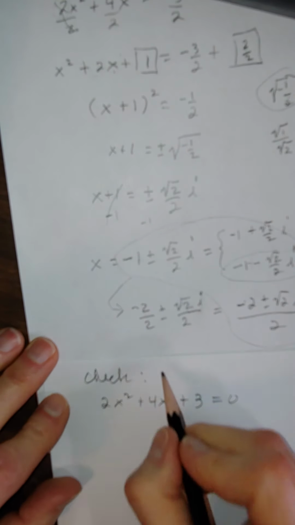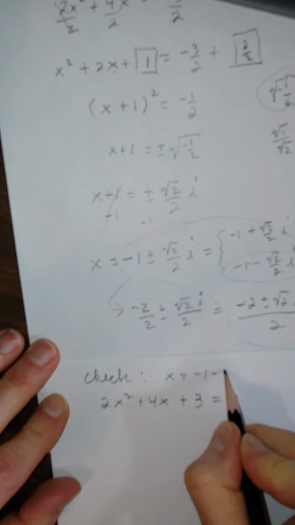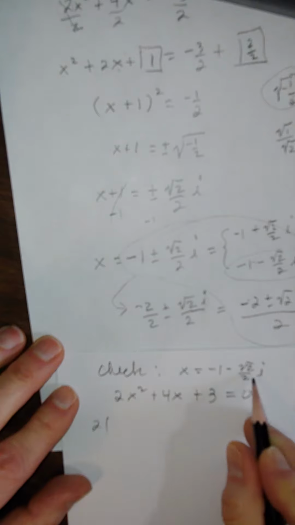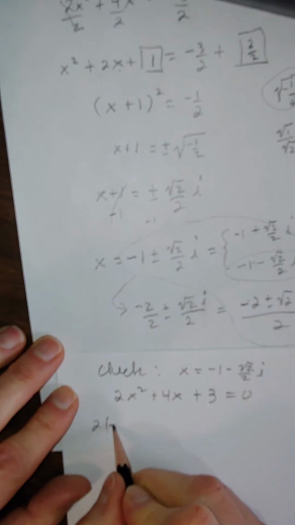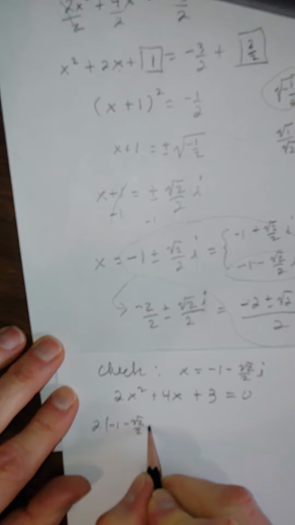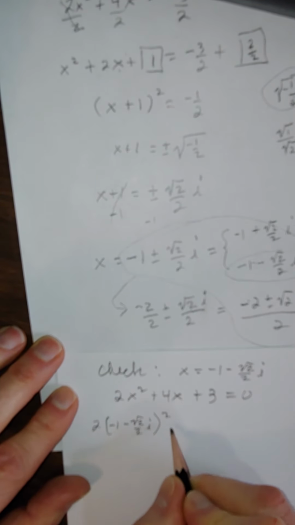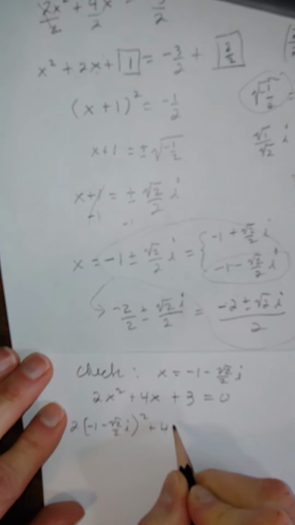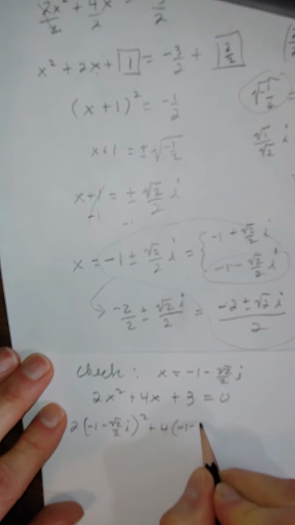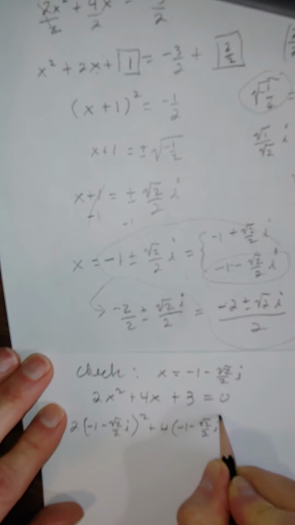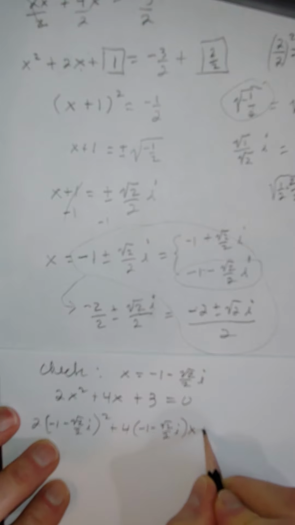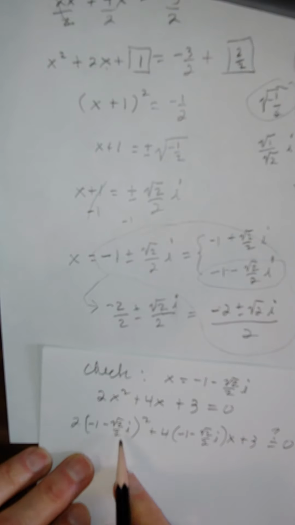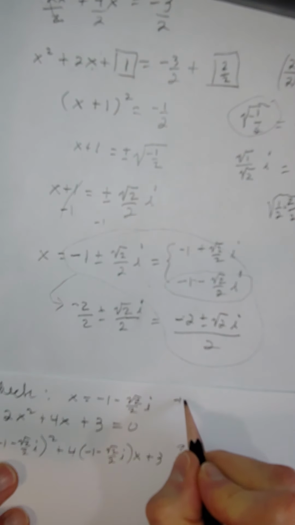So we're going to check x equals negative 1 minus the square root of 2 over 2 times i. So substitute it in here: 2 times that squared, replacing the x with that, plus 4 times that, putting the answer we got in for x again, plus 3. Does this equal 0? Okay, we have to square this. So let's do it up here again off to the side.